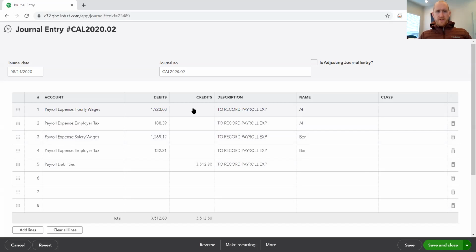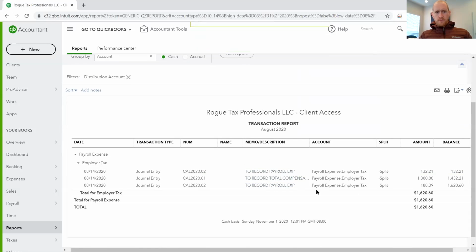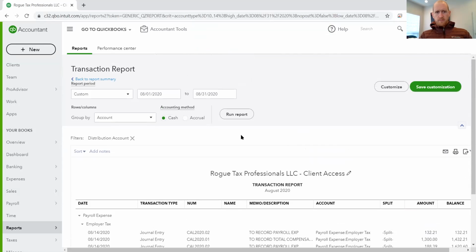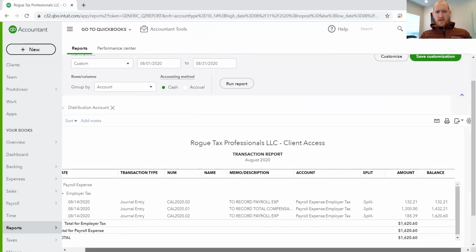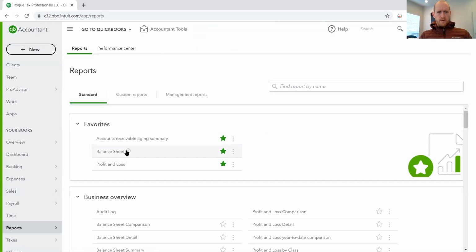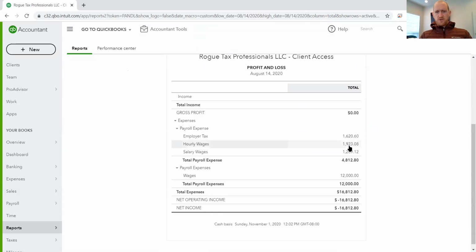All right, so then you can run a report. And maybe I want to know what my employer taxes are by employee. So let me run a payroll. I'm going to go to profit and loss. I'm just going to go to the date that I entered that in. Okay. Now here are my journal entries.